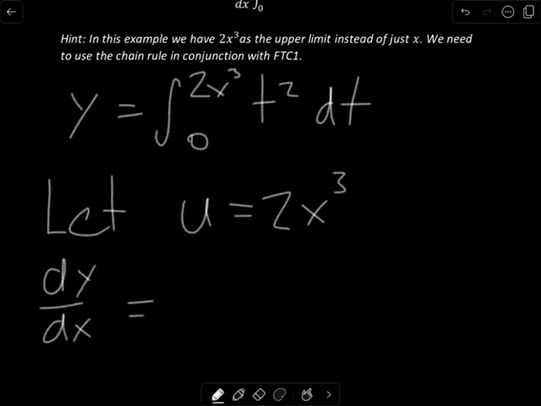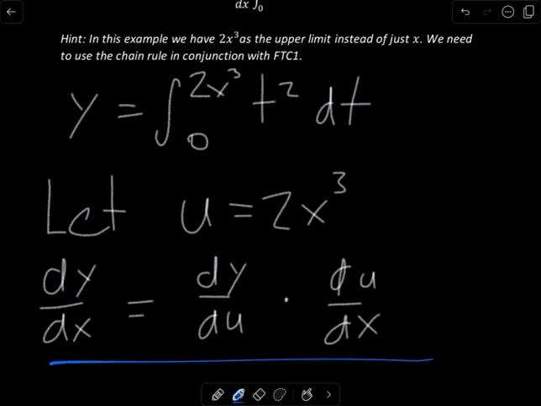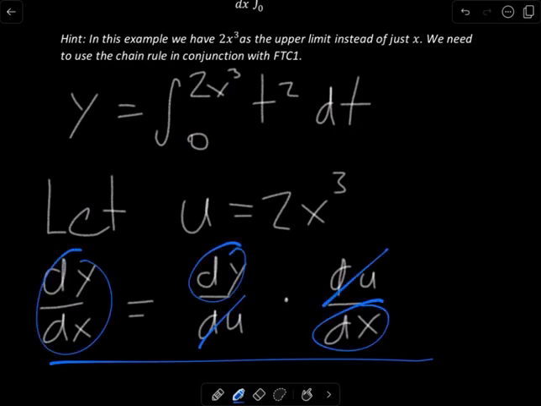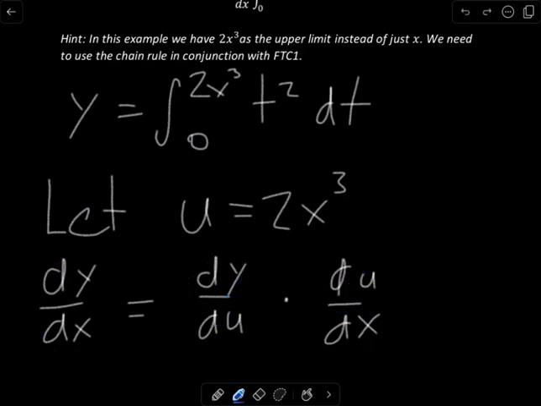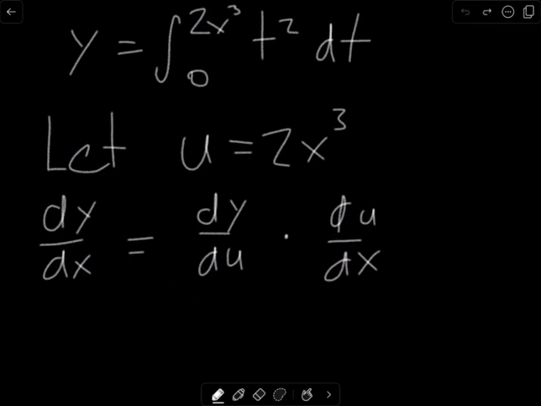I can find dy dx by calculating dy over du, or dy du, and multiplying it by du dx. That's the chain rule. And I like to think about these in terms of fractions. So this one cancels out that one, and I'll get left with dy over dx, which is what I want. But important to note, they aren't fractions. But again, it's helpful to think of them as if they are fractions. Okay, they're derivatives. So we need to find dy du. Okay, so this is equal to.